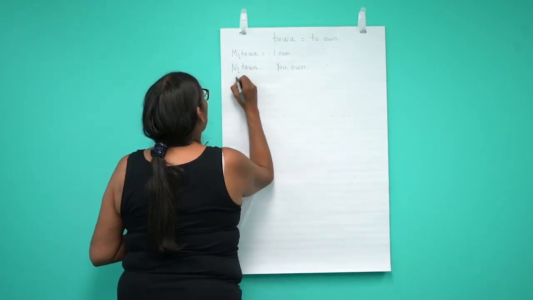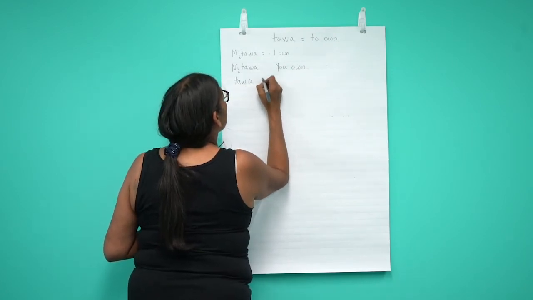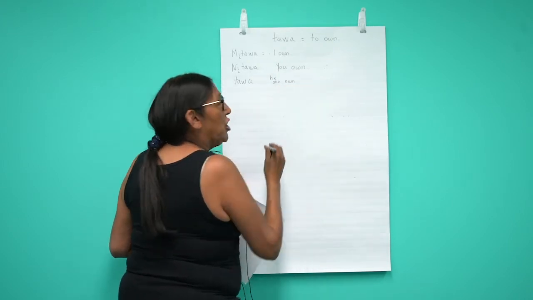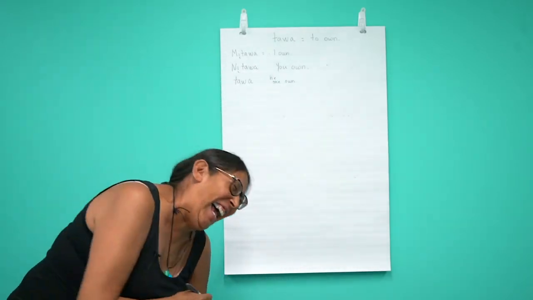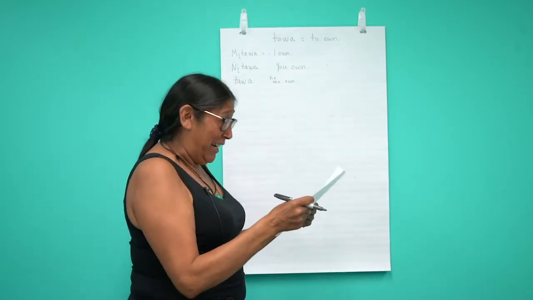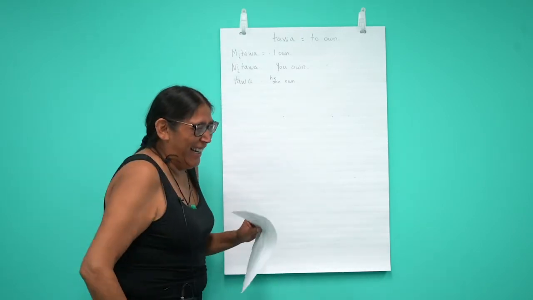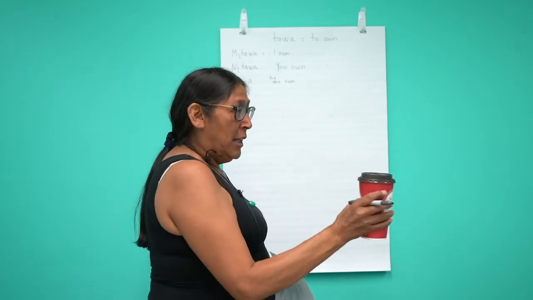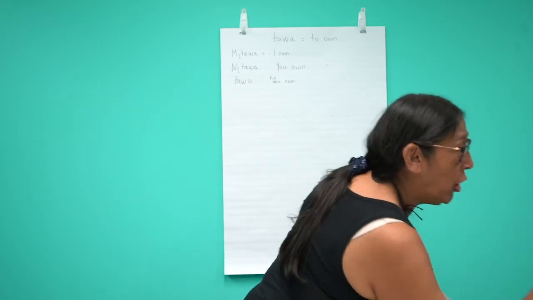Tawa, he or she owns. Winchashta je tawa. That man belongs to her. Okay, I don't know where these ideas come into my head. I'm sorry. Chochnachyabi je tawa. This coffee belongs to her. That's her coffee.